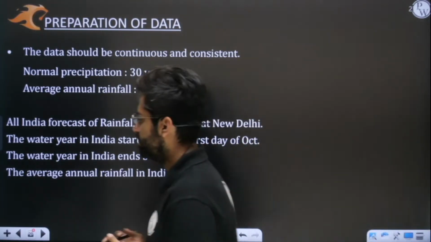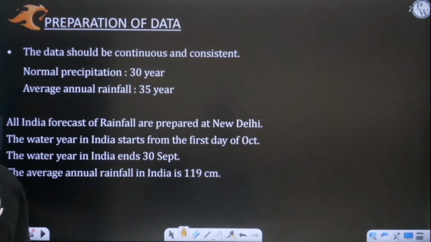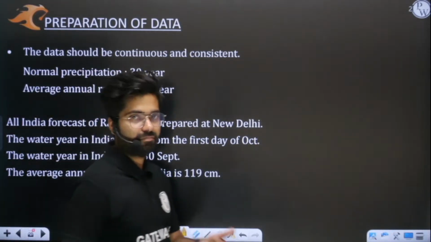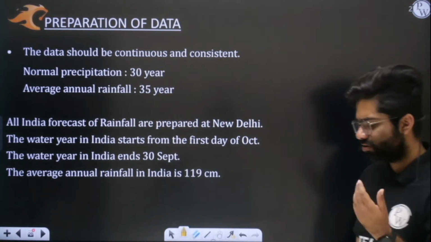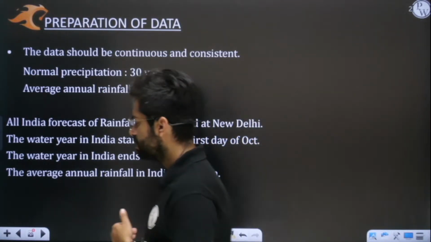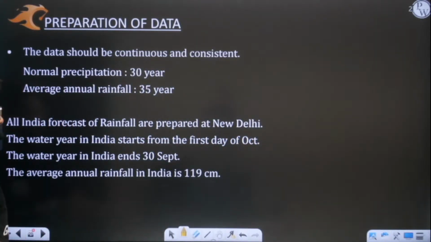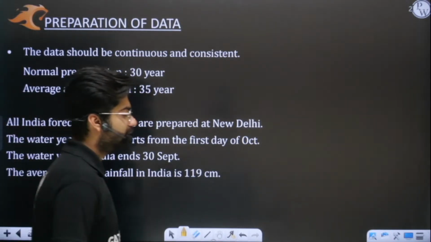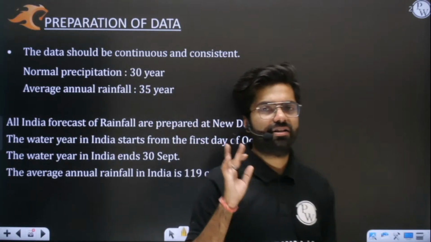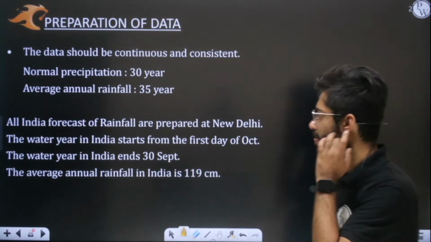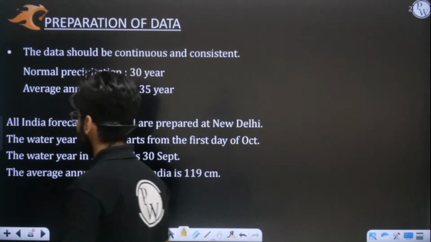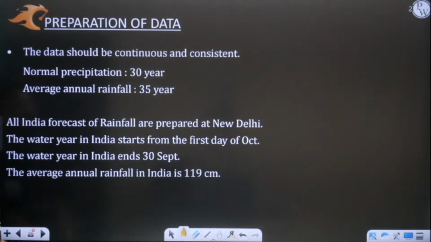Okay, sir, understood. Average annual rainfall is very clear to us, and you should appreciate the fact that average annual rainfall in India is somewhere around 119 centimeter. In some books it says 117, at some places 118, at some places they have rounded off to 120. So 117 to 120 is the range, but 119 is the value you can remember. You have to remember this, the average annual rainfall of the entire Indian subcontinent. I hope this is very, very clear to you.